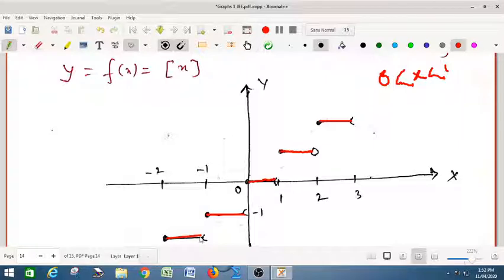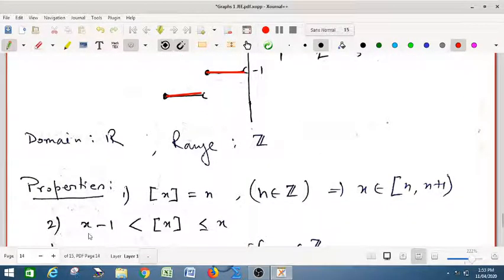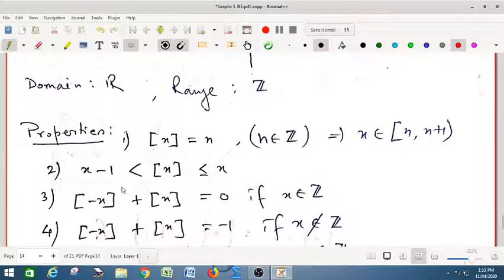We will see in the next video, which I will post, many applications of greatest integer functions, such as box sine x or sine box x, box cos x, and so on. The domain of this function is R, and the range is the integers Z. You have some important properties on that: box x lies between x minus 1 and x, that is, x minus 1 is less than box x, which is less than or equal to x.